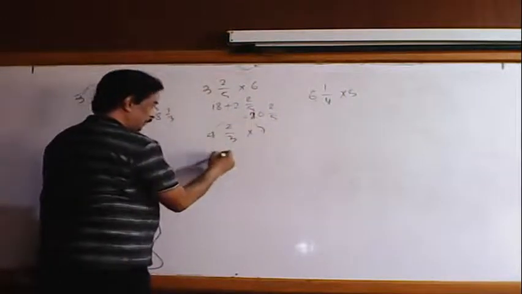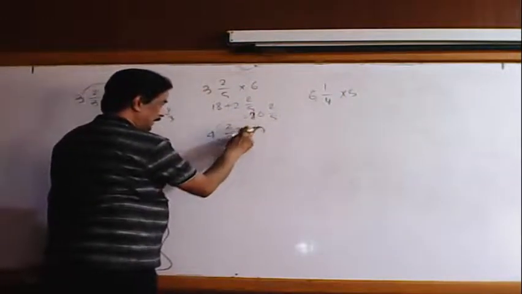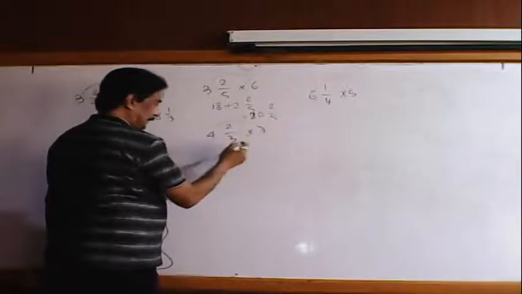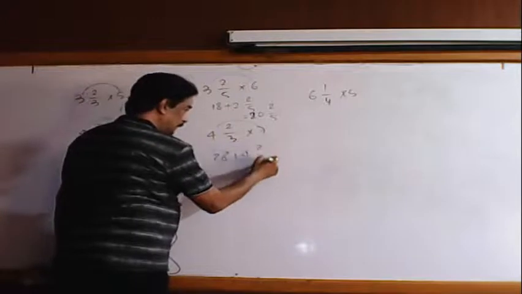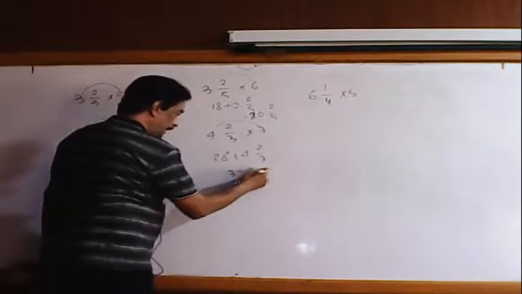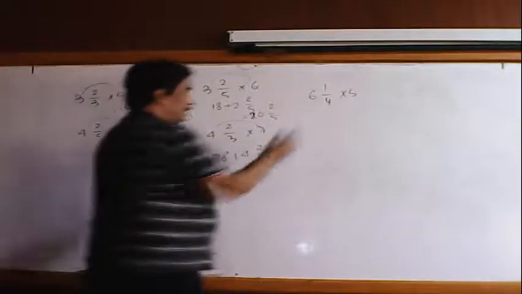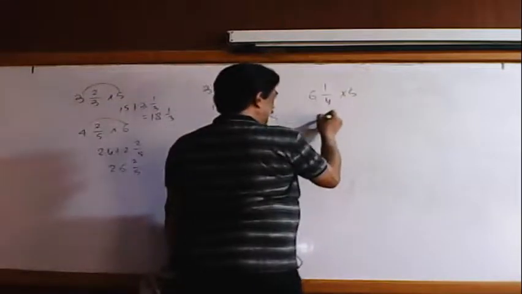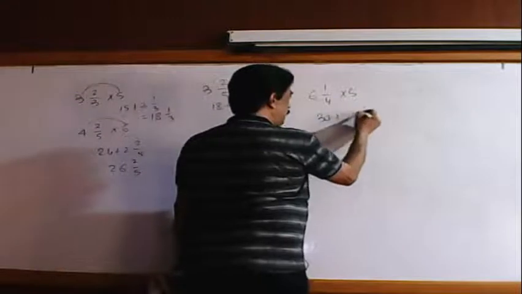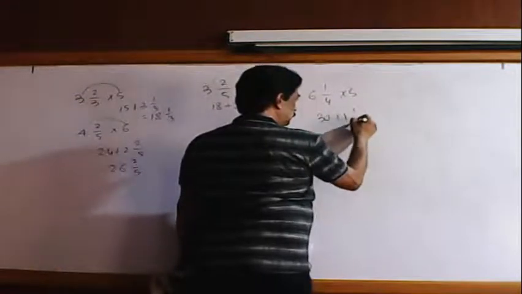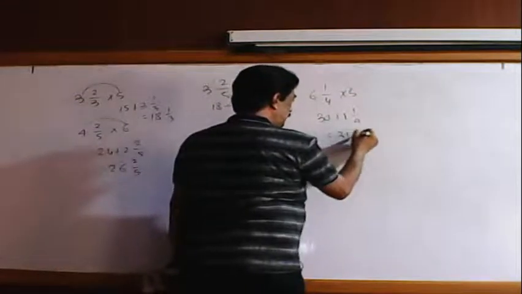7 4s are 28 plus 8, 14 by 3, 3 goes 4 times, so 4, 14 is 2 by 7, so 32 and 2 by 7. 5 6s are 30, I write 30 plus this 5 by 4 means 1 and 1 by 4. So this is 31 and 1 by 4.